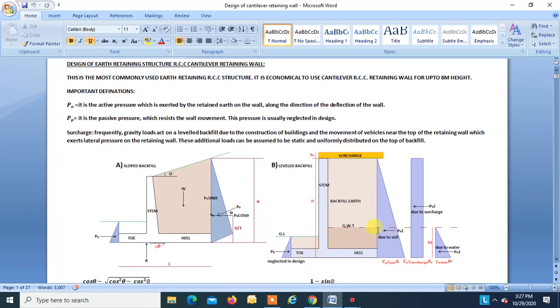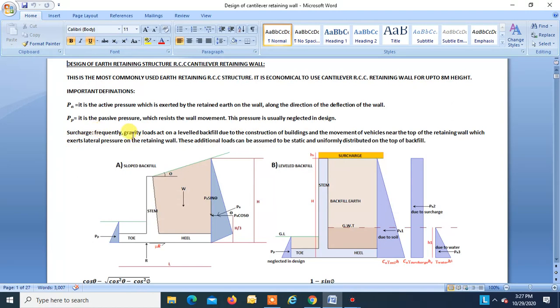So this is the active pressure which is exerted on the wall, okay, and PP is the passive pressure which resists the wall movement, okay. This is PP which resists the wall movement, okay. This pressure is very small and usually neglected in design.